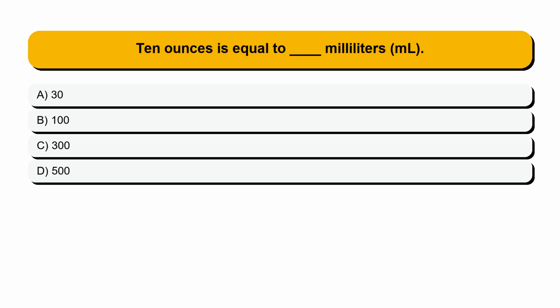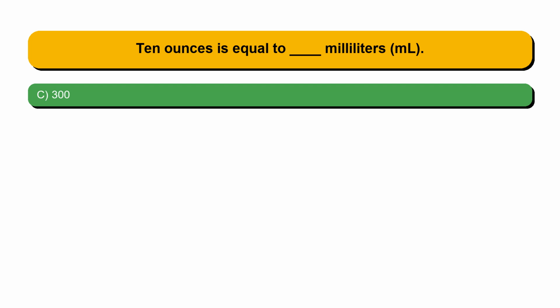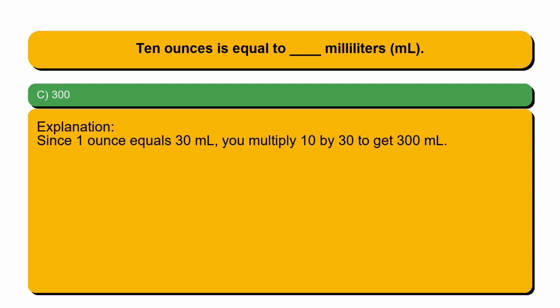Question 76. 10 ounces is equal to blank milliliters, ml. Option A, 30. Option B, 100. Option C, 300. Option D, 500. The correct answer is option C, 300. Since 1 ounce equals 30 ml, you multiply 10 by 30 to get 300 ml.